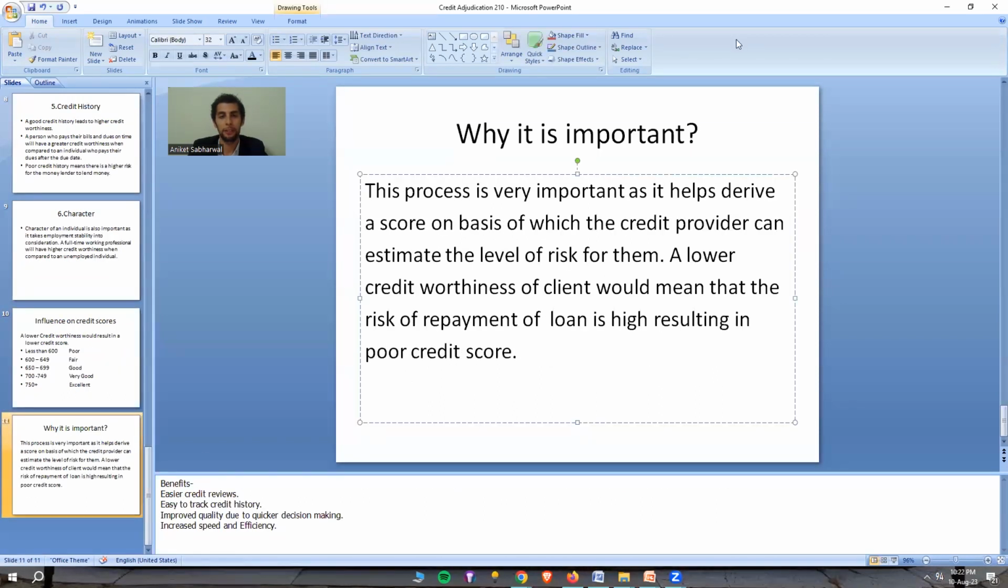Why is credit adjudication important? This process is very important as it helps derive a score on the basis of which the credit provider can estimate the level of risk for them. A lower creditworthiness of a client would mean that the risk of repayment of the loan is high, resulting in their poor credit score. Other benefits are easier credit reviews, easy tracking of the credit history of the applicant, improved quality due to quicker decision making, and increased speed and efficiency.